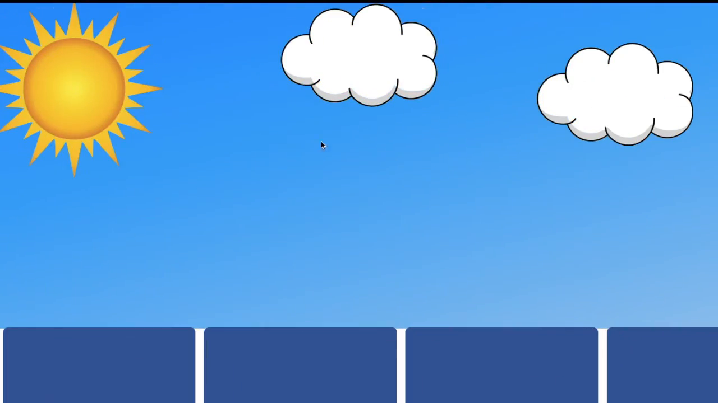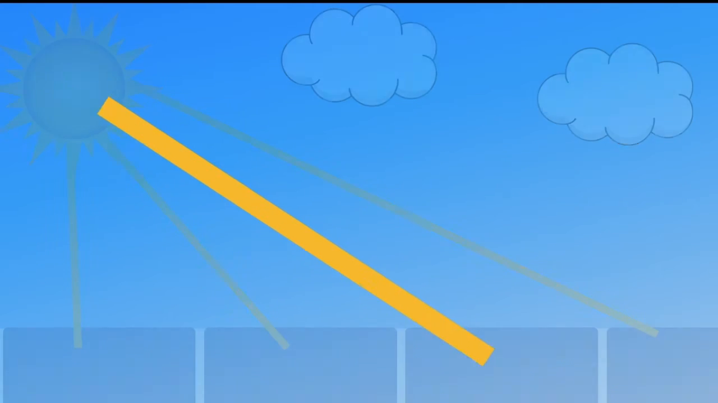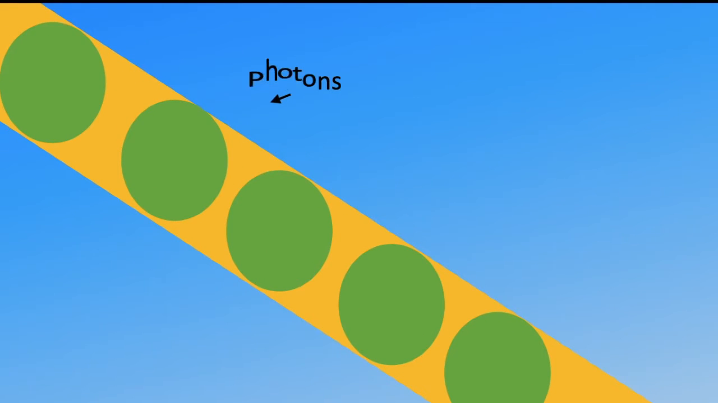Okay, so over here we have the sun, and we have these solar cells, which is another name for photovoltaic cells. And the sun will shine light or emit light onto these solar cells. And when we look very closely at this light, we see that there's these things which we call photons. They're the particles that make up light.